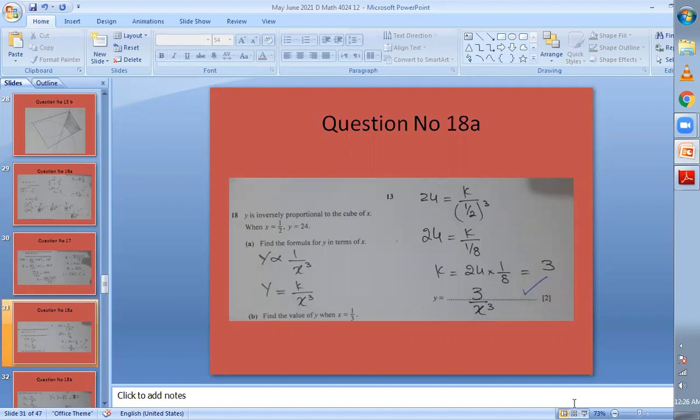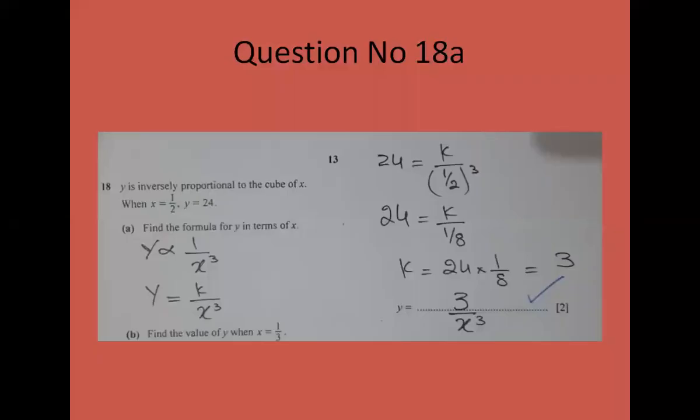Question number 18. Here we have y proportional to 1 by x cube, so y equals k by x cube. y is 24, x is 1 by 2, so k by 1 by 2 whole cube. So 24 equals k times 1 by 8. 1's cube is 1, 2 cube is 8.